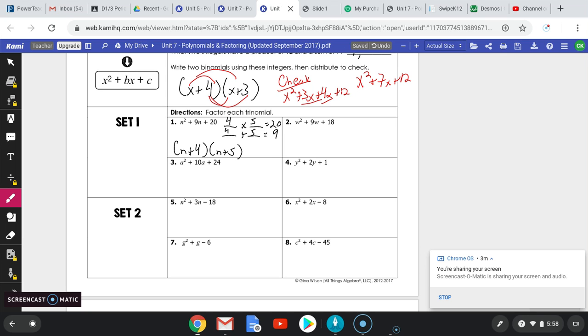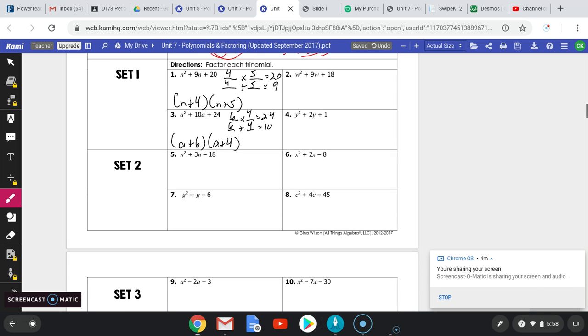So look at another one. For number 3, we'll look at what two numbers multiply to give you 24, and those same two numbers add to give you 10. Well, hopefully you figured out that 6 and 4 are those two numbers. So this is going to be a plus 6, a plus 4.